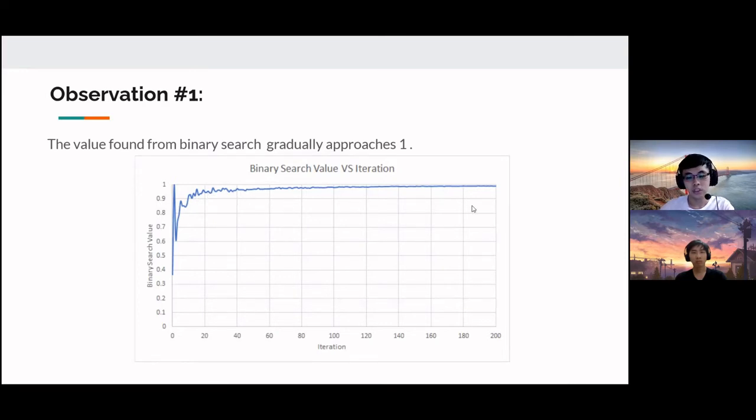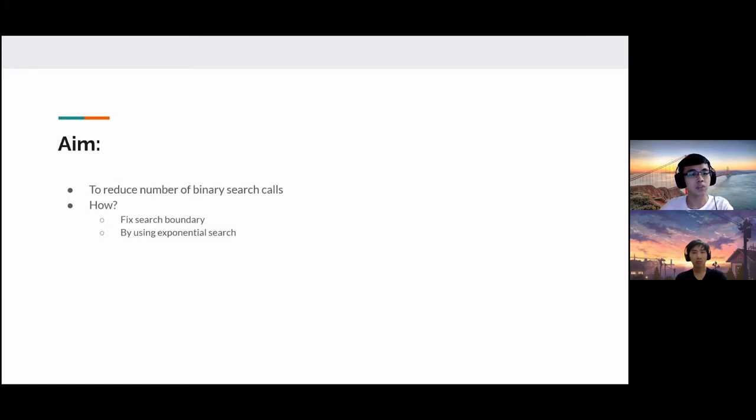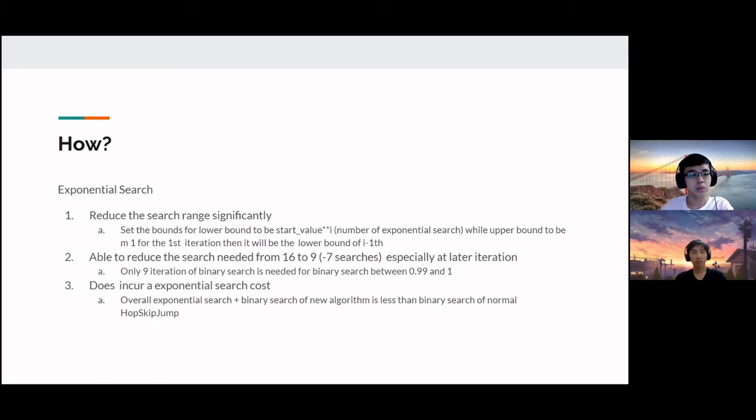For observation 2, you can see that the number of binary searches per iteration for the normal hop, skip, jump attack is 16 for all the iterations, in fact. So we aim to minimize this. Our aim is to reduce the number of binary search calls by using the exponential search, which fixes the boundary of the search range for the binary search. So exponential search can significantly reduce the search range.